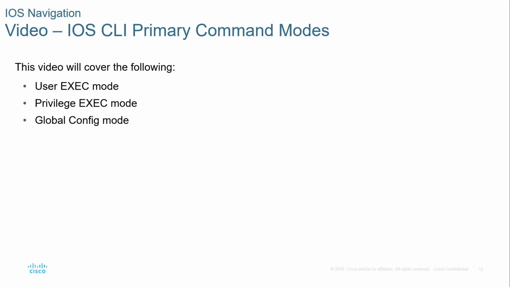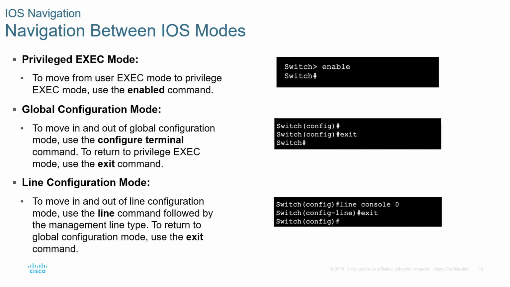So again, there is no video for this, but there is a difference between the user exec mode, privilege exec mode, and our global configuration mode, and how we navigate between them, as well as how we issue commands at each one of them. So how do we navigate between them? If we are at a user mode and we want to go to a privilege exec mode, we will do an enable. That allows us to go to our privilege exec mode. If we want to exit out, we will type exit.